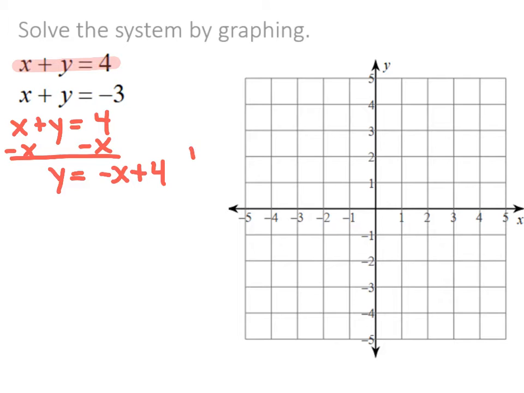So the slope is negative 1 over 1, and the y-intercept is 4. So I can graph my y-intercept, plot another point, and then draw on the line.